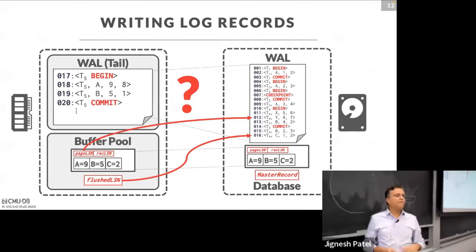For aborts, we have to do a little bit more work. So I'm going to introduce one more LSN type. So a transaction like T4 that we had in this schematic example a little while back, right?